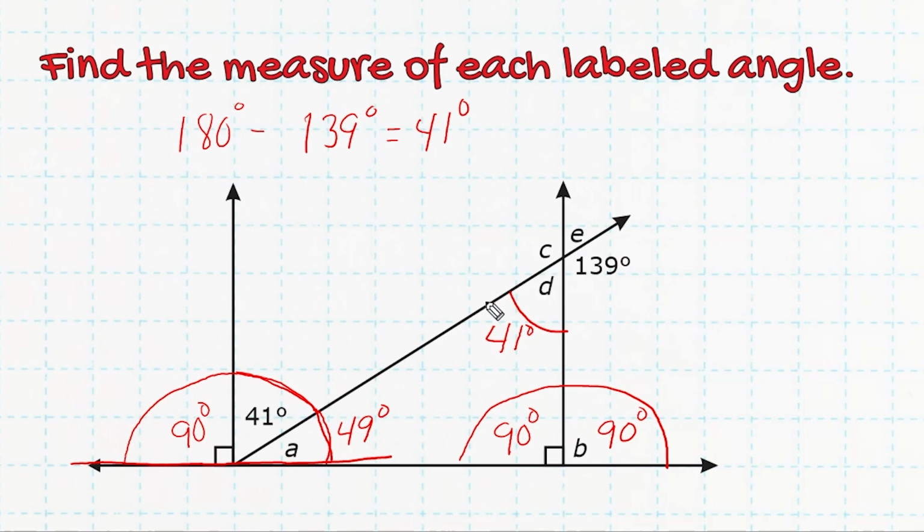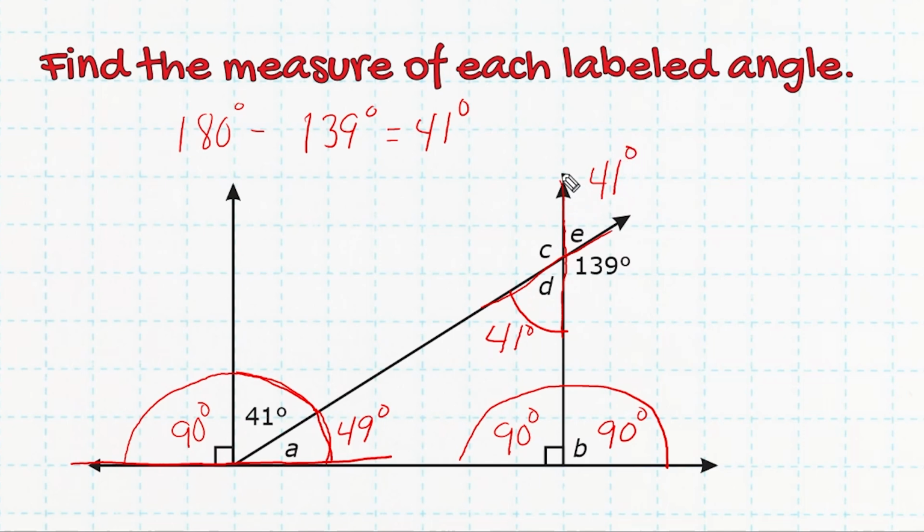Now, we should also notice that we have intersecting lines right here. And when you have a pair of intersecting lines, the angles on opposite sides are called vertical angles, and they are equal in angle measure. So if angle D is 41 degrees, angle E is also 41 degrees.